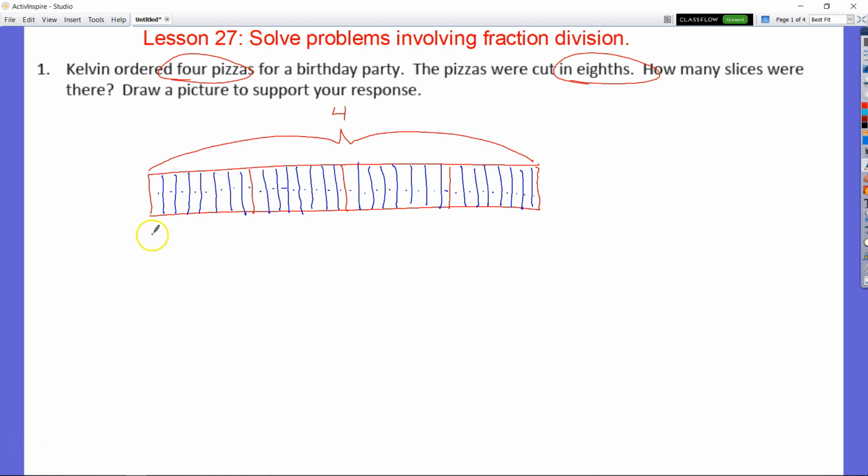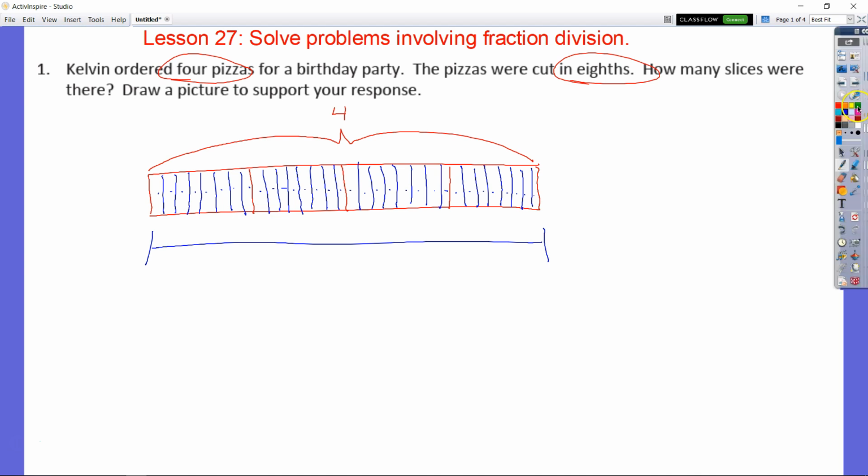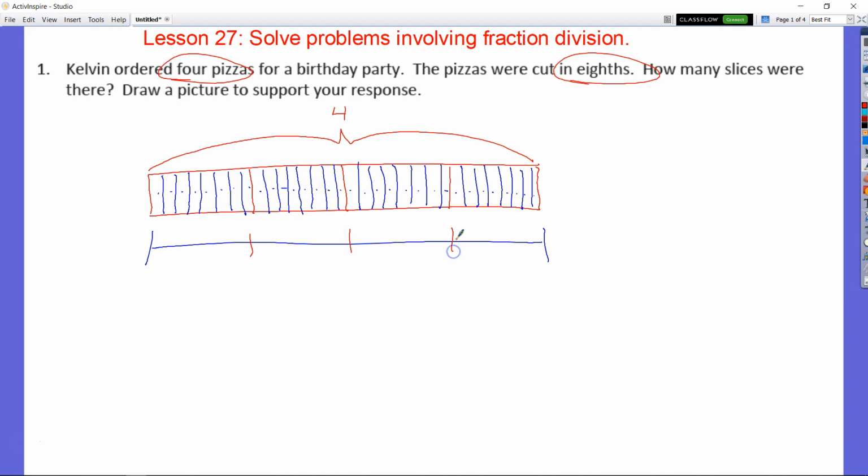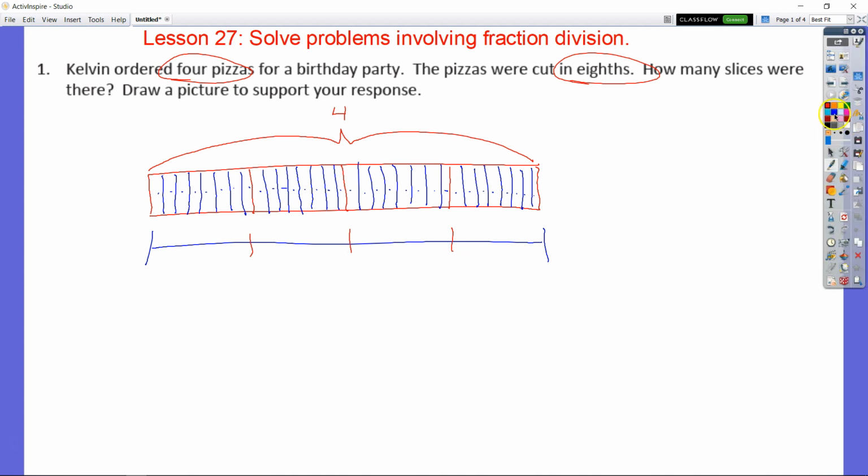And we could do the same thing on the number line. We would just draw it out, and each one of these red lines here, let's change back to our red. Each red line would be our whole pizza. And I'm not going to count them all. Let's go ahead and skip count.